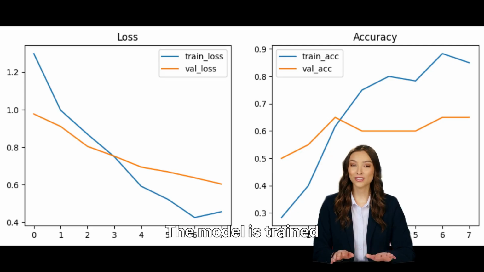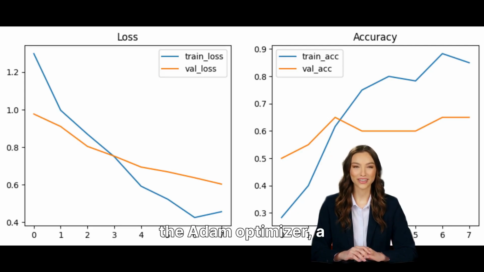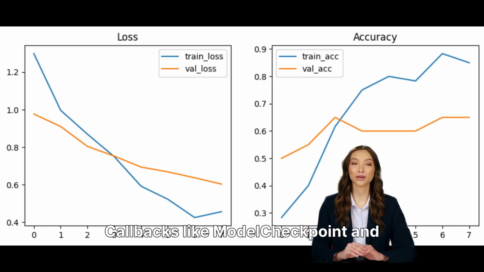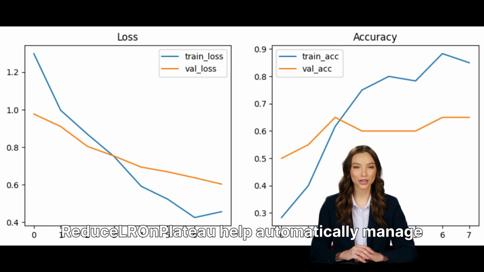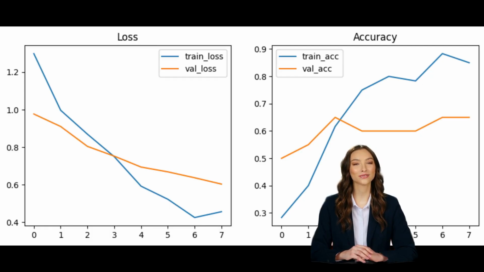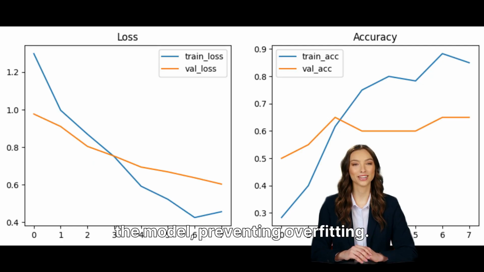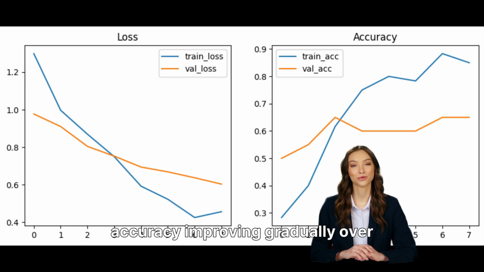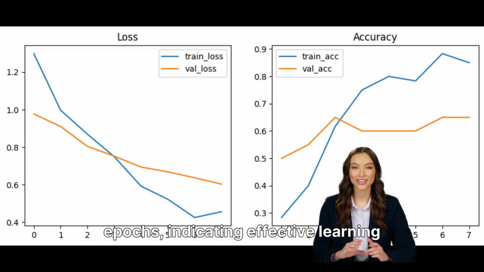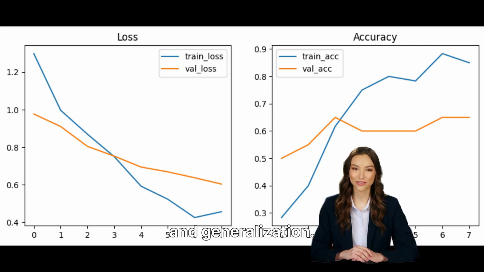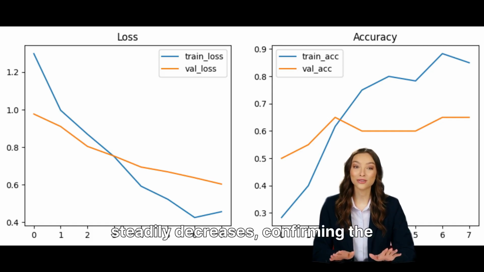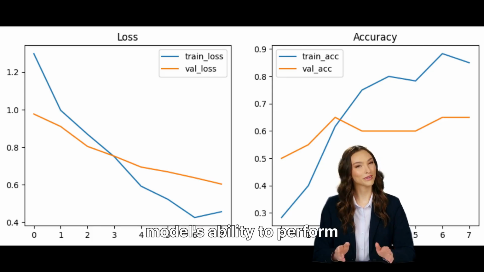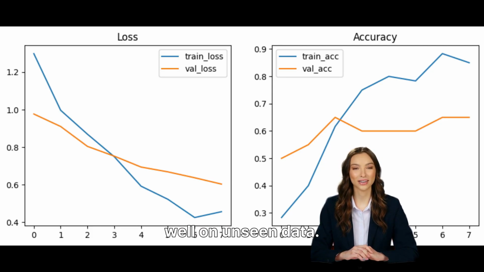The model is trained using categorical cross-entropy with the Adam Optimizer, a robust and widely used optimization algorithm. Callbacks like model checkpoint and reduce LR on plateau help automatically manage learning rate and save the best version of the model, preventing overfitting. Here you can see the training and validation accuracy improving gradually over epochs, indicating effective learning and generalization. The validation loss also steadily decreases, confirming the model's ability to perform well on unseen data.